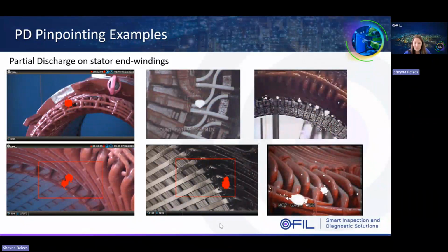Here you can see some real examples of partial discharge occurring on stator end windings found using UV cameras. Those are common areas where electrical stress tends to concentrate. Also, surface contamination, sharp edges, and poor insulation clearance can trigger PD in those areas.